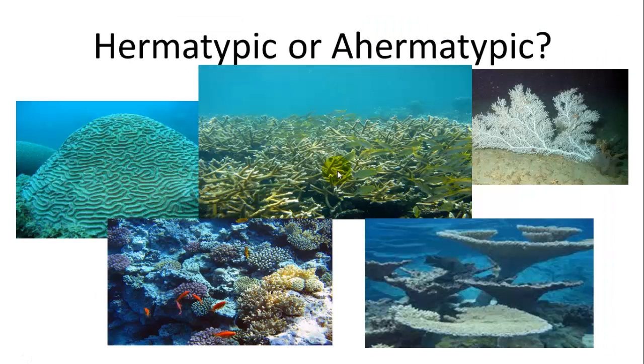All right, so some of these you could classify as hermatypic or ahermatypic. So these large corals, which you can see grow to a larger and larger size, these are hermatypic. Here's a bunch of hermatypic ones growing on top of each other. And then ahermatypic are these more branching kinds.